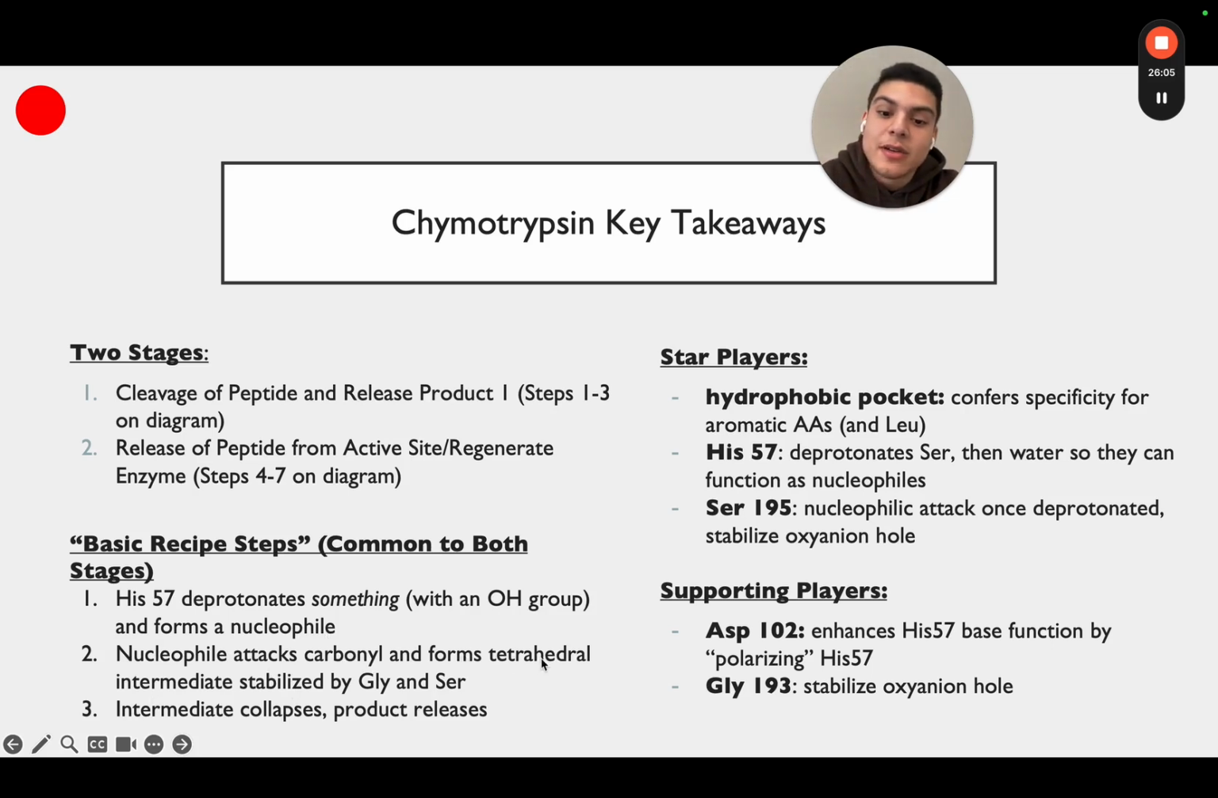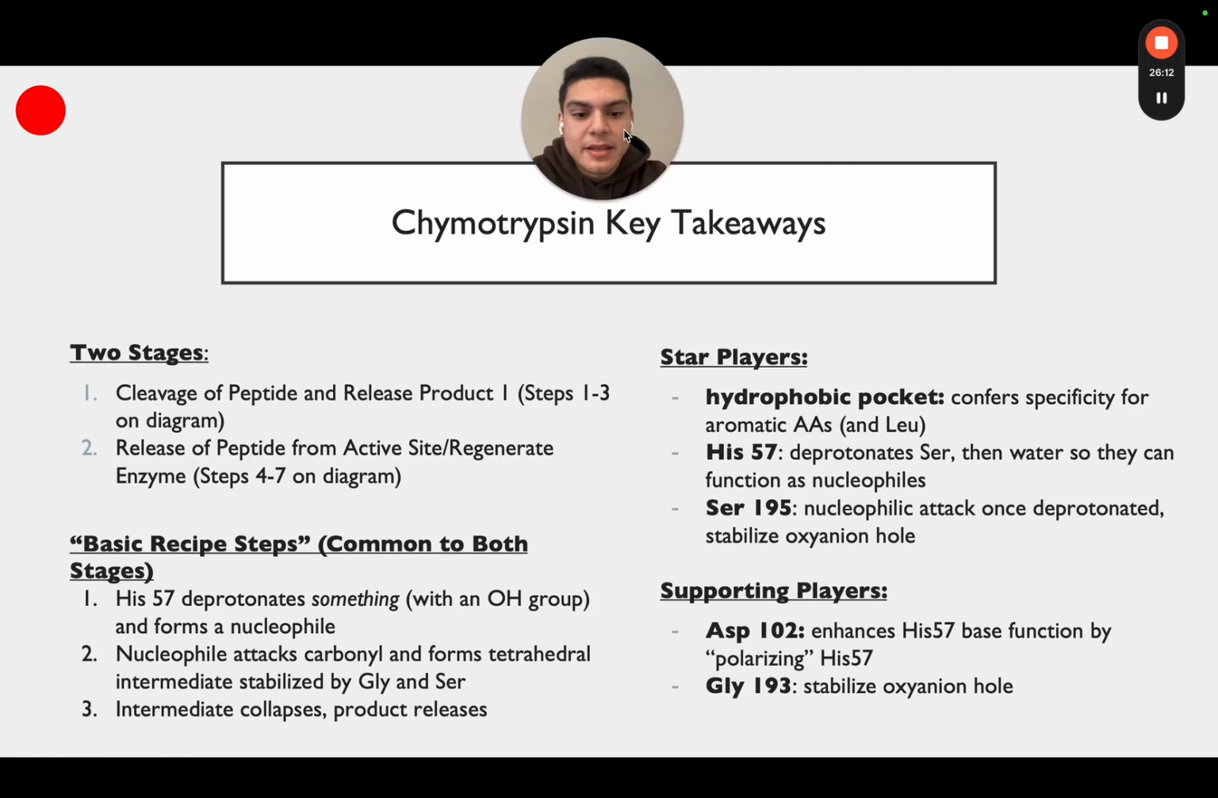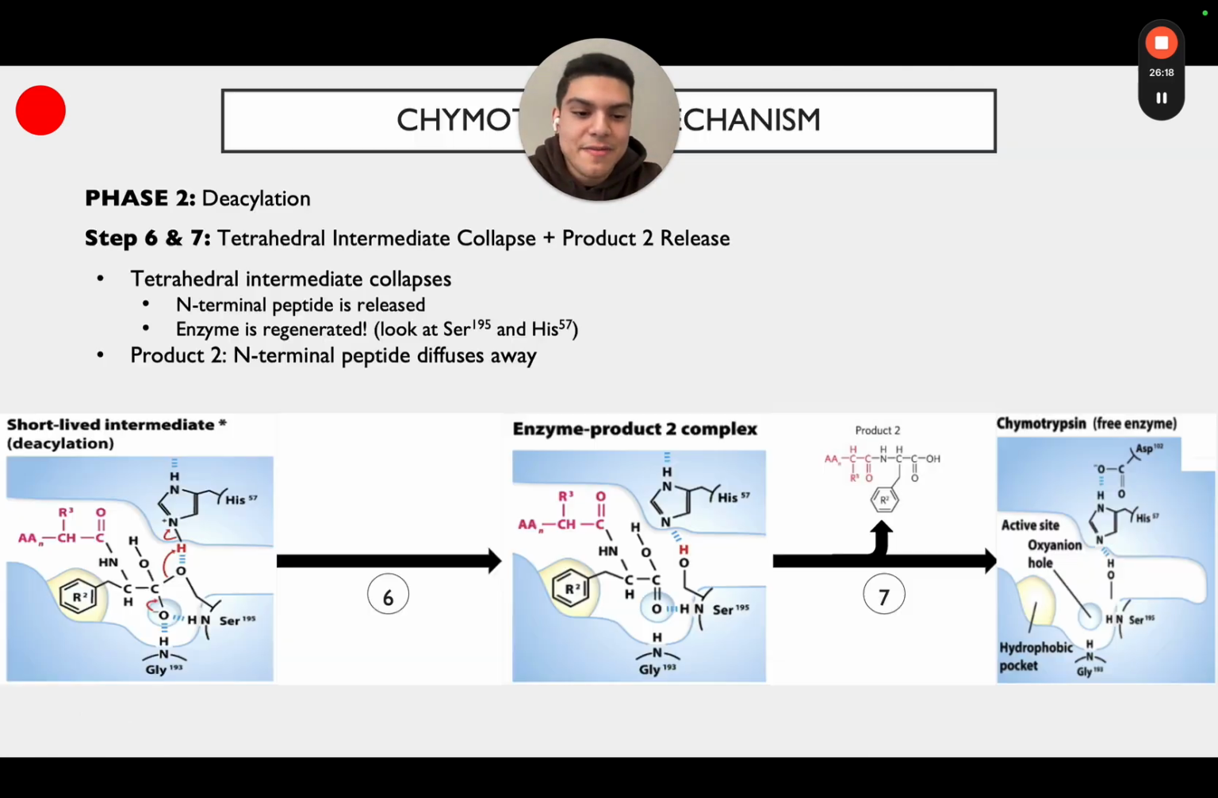Nucleophile attacks carbonyl and forms tetrahedral intermediate stabilized by glycine and serine. Intermediate collapses and the product releases. And then that's pretty much it for like basic recipe steps. And then for the supporting players, we have aspartate 102, which enhances that histidine 57 base function.